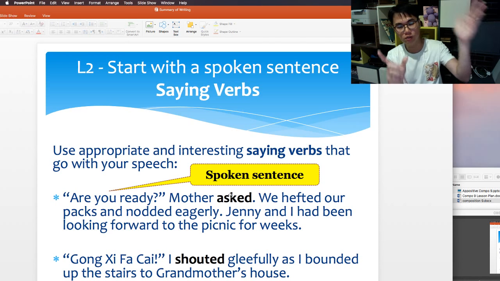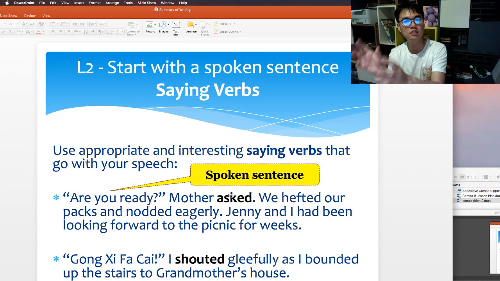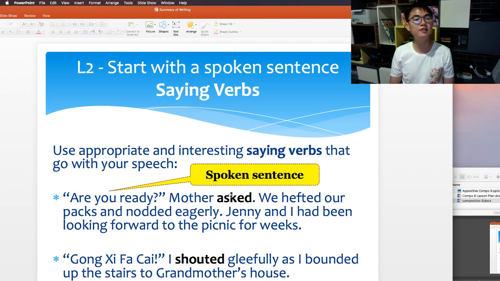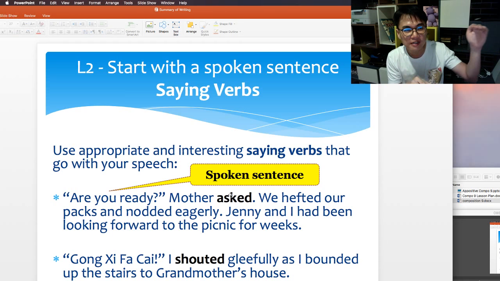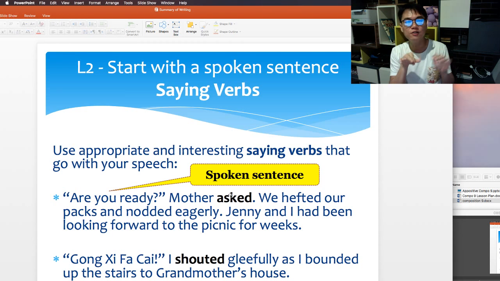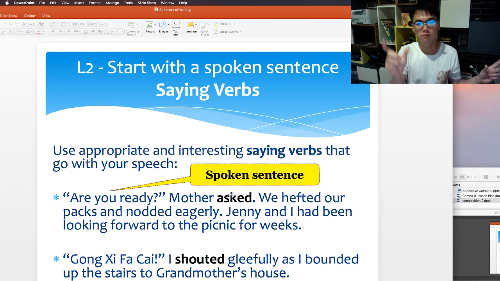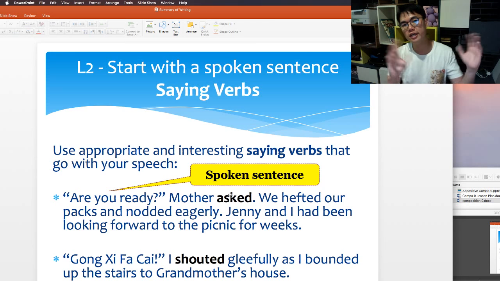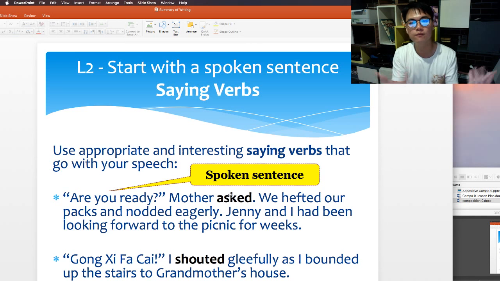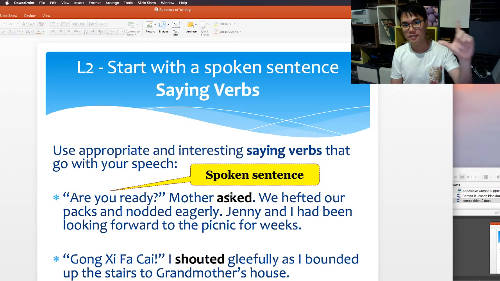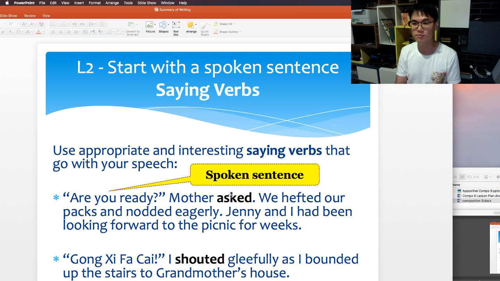So, "Hey, you, come here!" the angry teacher bellowed would be different from, "Hey, you, come here!" Alan whispered to the little boy, right? Not wanting to disturb the robbers, for example. So the saying verb whispered and the saying verb bellowed is very different, and it changes the feeling of your story. So the second lesson was spoken sentence or dialogue with saying verbs, okay?